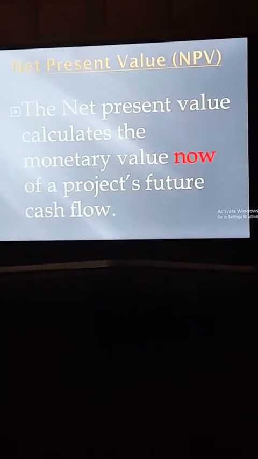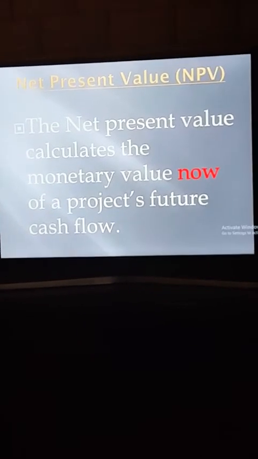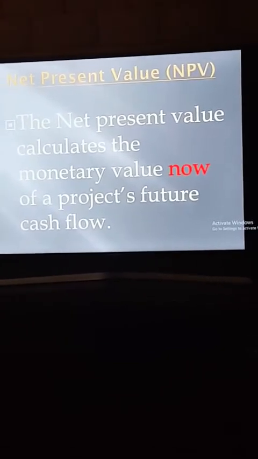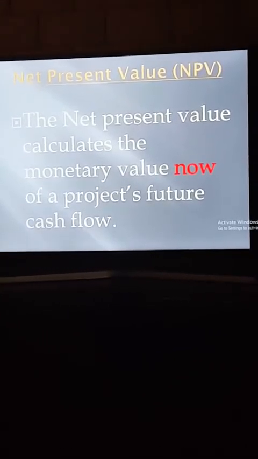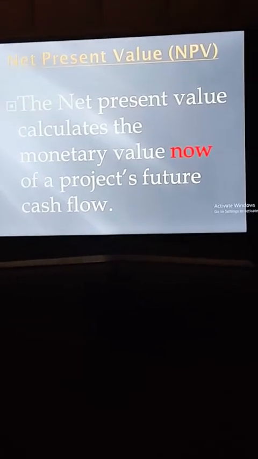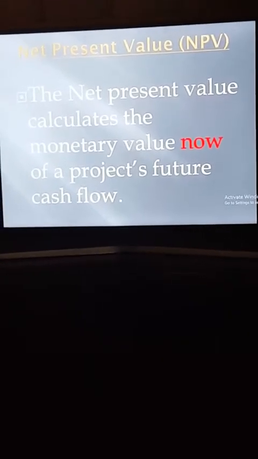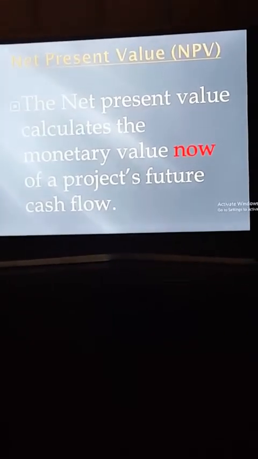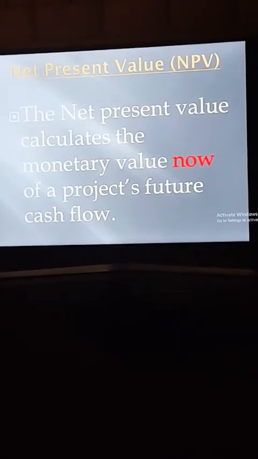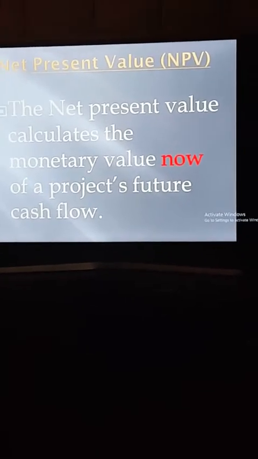Within investment appraisal, there are different techniques that are used, and one of those techniques is called net present value. Net present value, as a definition, calculates the monetary value now of a project's future cash flow. To make this a little simpler, in other words, net present value is the difference between the present value of a project's cash inflow and the present value of its cash outflow.